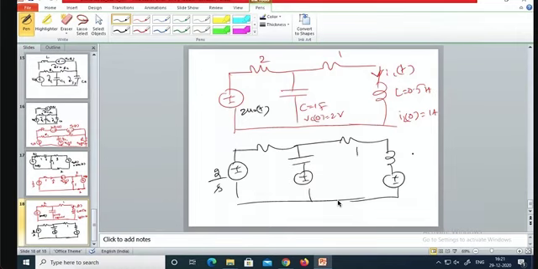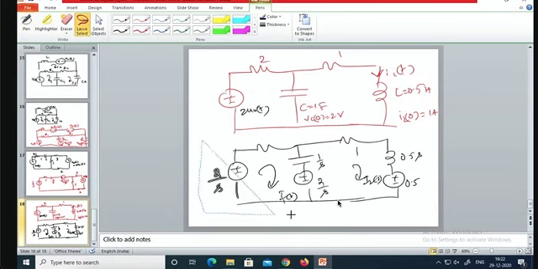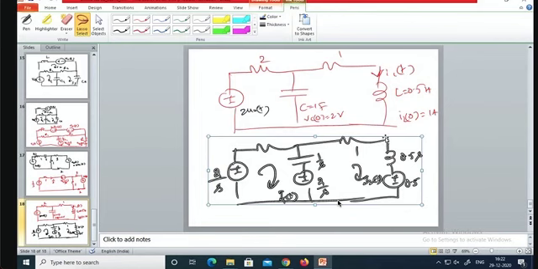It is 1. It is S into L, 0.5 S, and it is 1 by S. It is 2 by S, and it is 0.5 into 1. So this is I1 of S and I2 of S. So applying KVL on the first mesh, let us solve for this one.